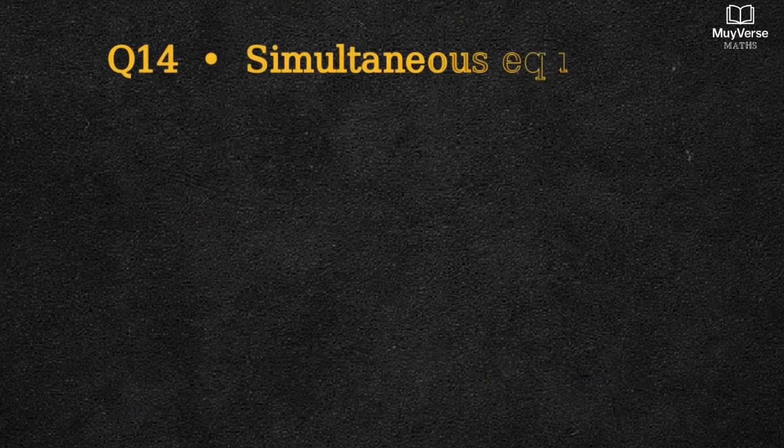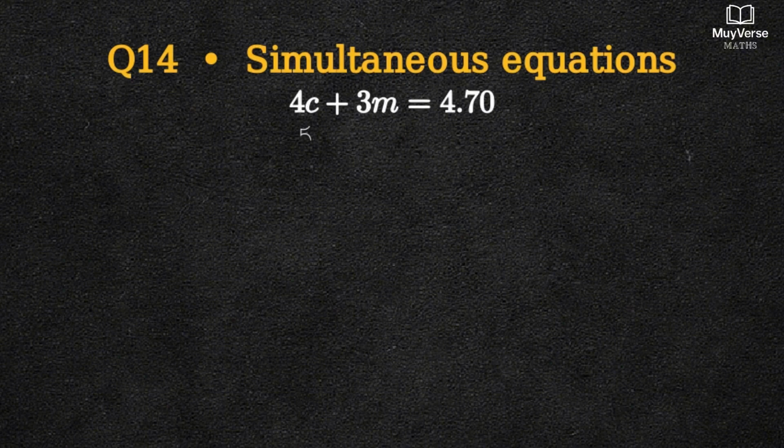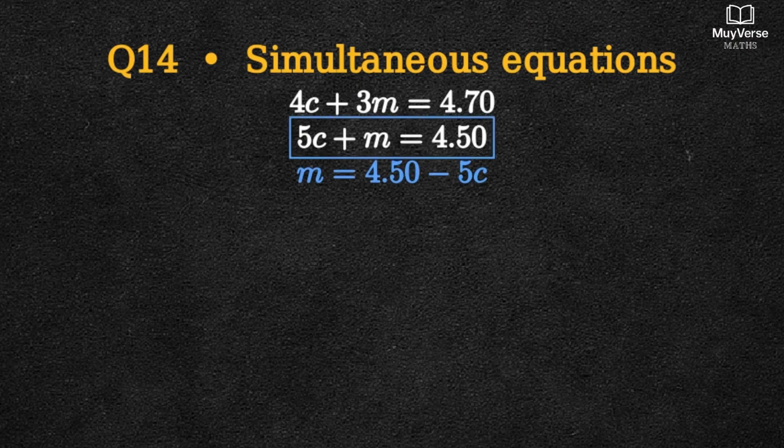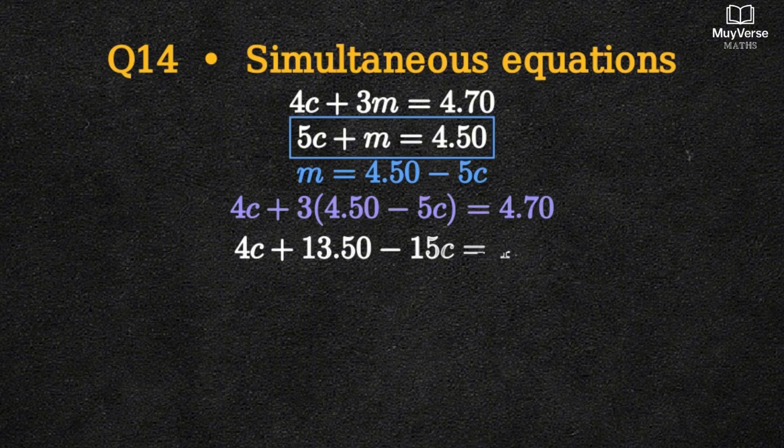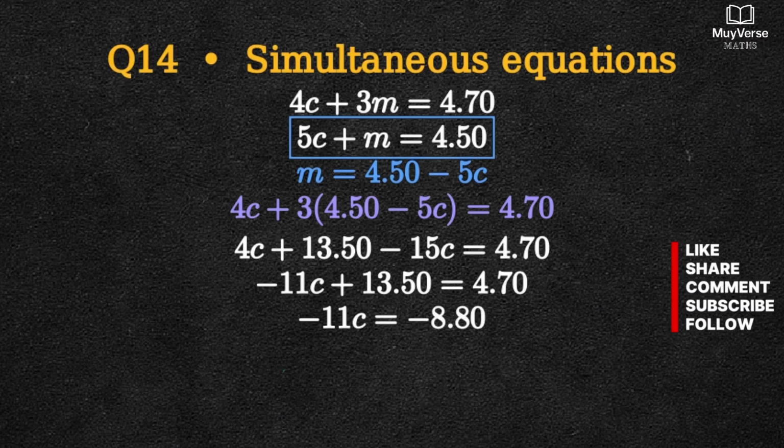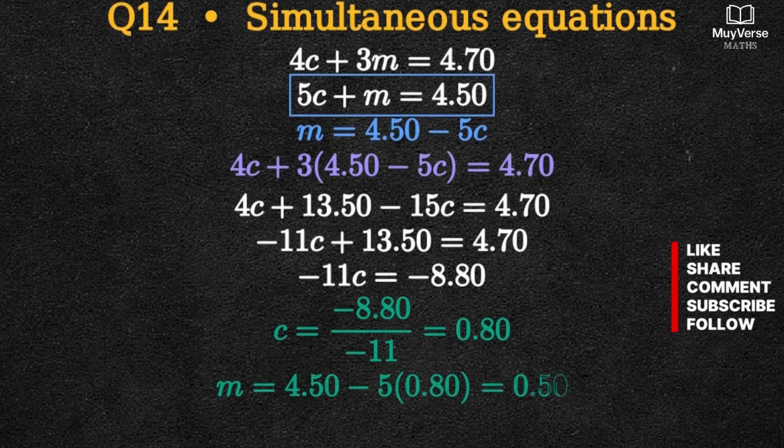Question 14. We model the costs with two equations. We will solve for C, the price of one chocolate bar, and M, the price of one packet of mints. First, isolate M from the second equation. Now substitute that into the first equation. Expand and simplify. Solve for C. Back substitute to find M. Therefore the costs are 80 pence for a chocolate bar and 50 pence for a packet of mints.